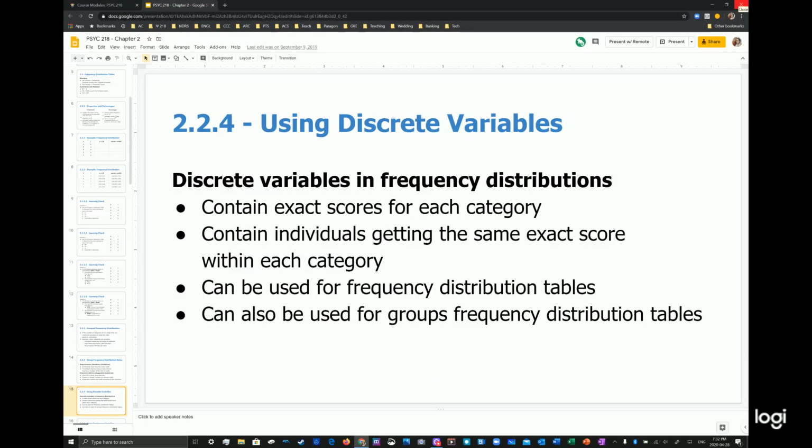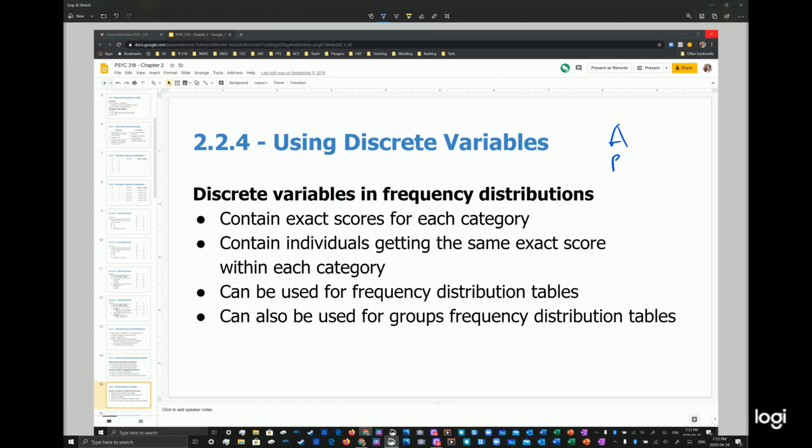For discrete variables in frequency distributions, each category has exact scores because the variables are discrete. There are no halves, just like we talked about. Next, in terms of the individuals, yes, you can include, and you should include, individuals that got the same score in each category. So here's an example.